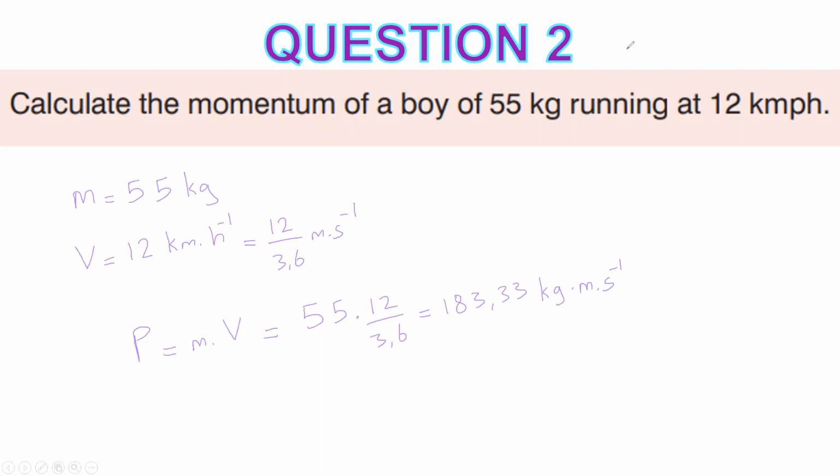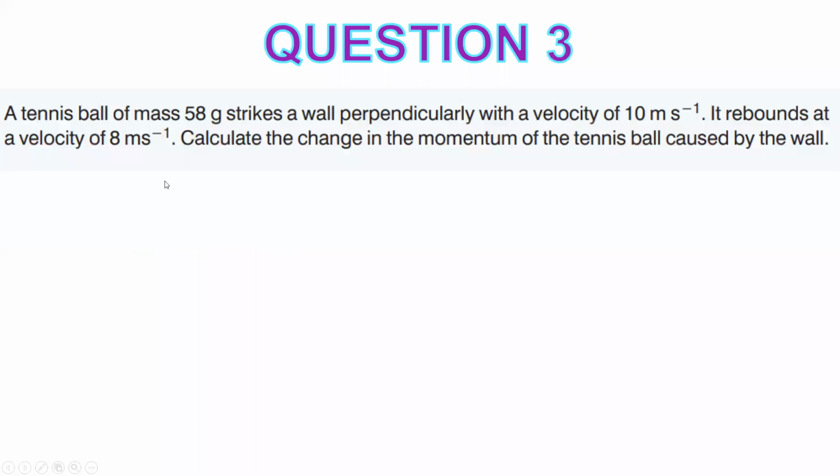All right, let's continue with the next question. First of all, let's clear all, and then go to the next question. Let's see what they're asking. Mass is 55 g. Yes, we should convert it. A ball is going to the wall with 10 meters per second, and coming back, rebounds, with 8 meters per second. Calculate the change in momentum. So we are looking for the change in momentum. It means impulse. We are looking for impulse.